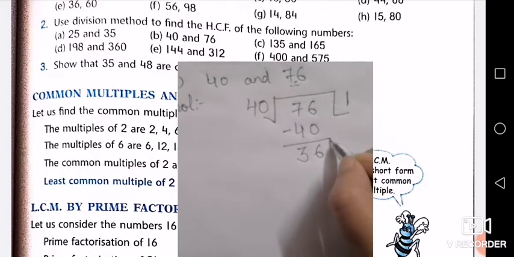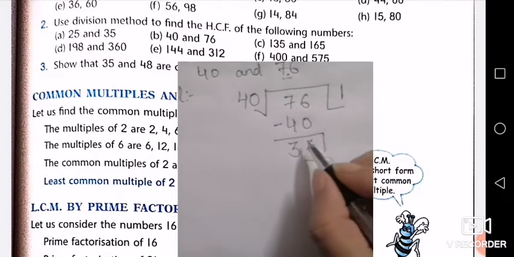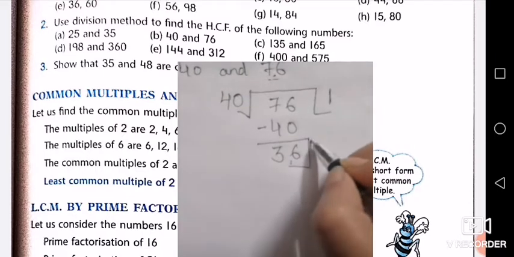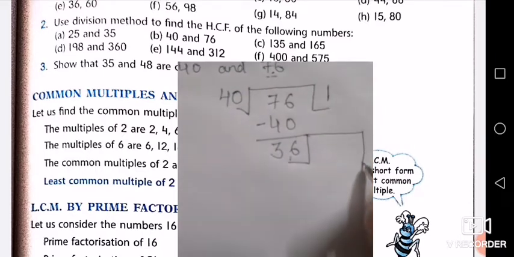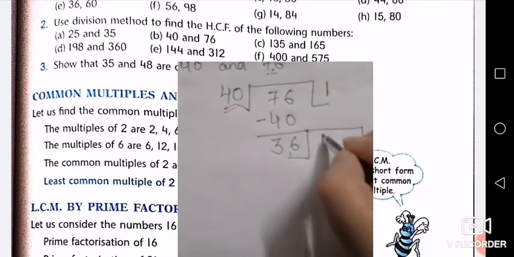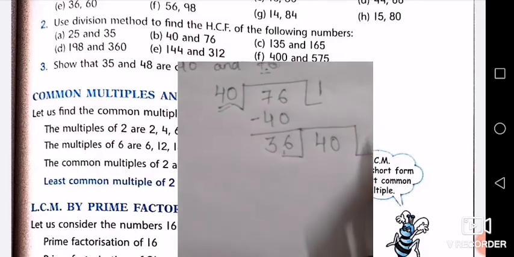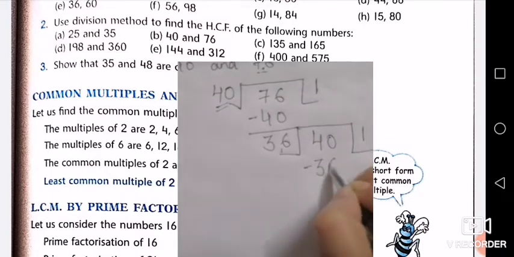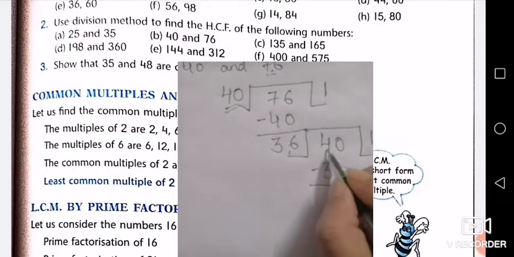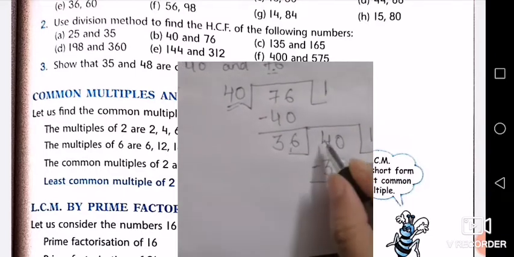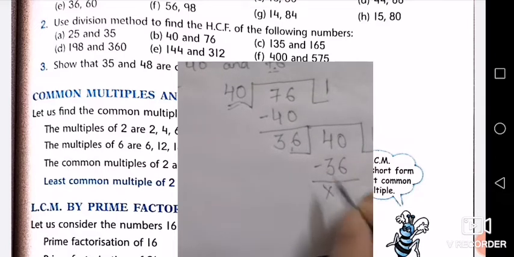Now, as I told you, the remainder of the first step will become the divisor of the second step, and the divisor of the first step will become the dividend of the second step. So 1 times it will be 36. This is your second step. Do the subtraction, 40 minus 36, 4. Here nothing will be left.